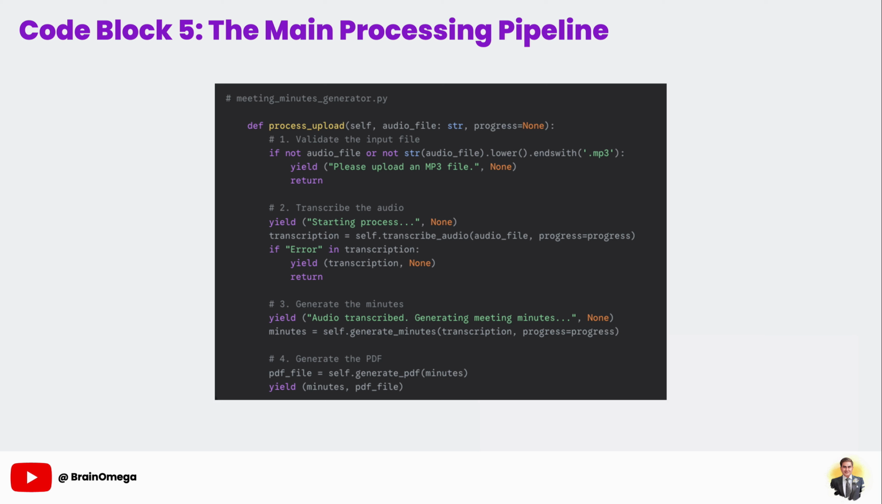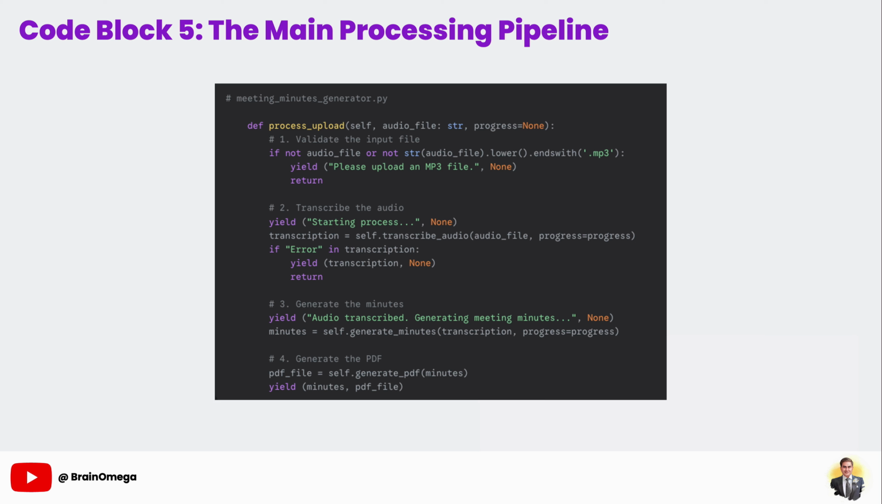The process upload function is the main orchestrator of our backend logic. It's a Python generator function, which means it can yield values back to the user interface incrementally, allowing us to show real-time progress updates. First, it performs some basic input validation to make sure a valid MP3 file was uploaded. Then, it calls the methods we've already discussed in sequence.